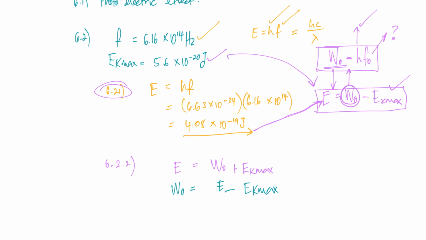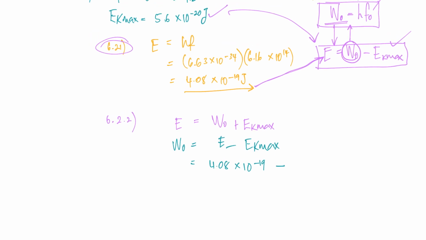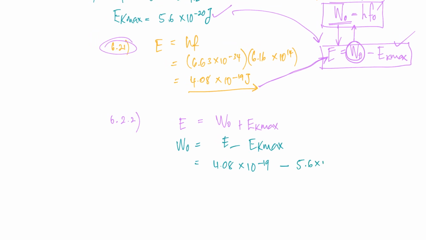Then pop in all the information that we do know. So I know that the energy of the photon was 4.08 times 10 to the power of negative 19 minus the EK max they gave us at 5.6 times 10 to the power of negative 20 joules. That's going to give me a work function value of 3.52 times 10 to the power of negative 19 joules.